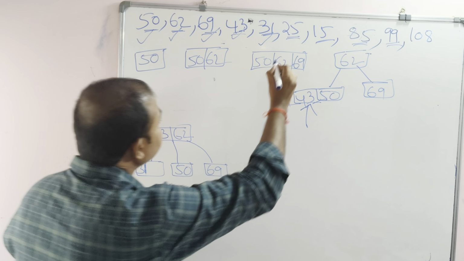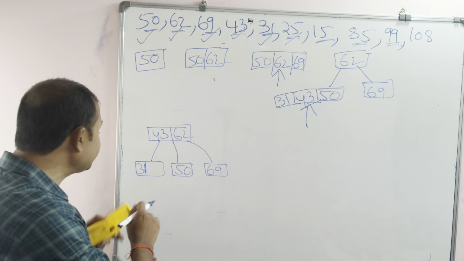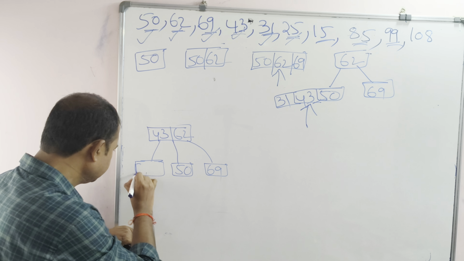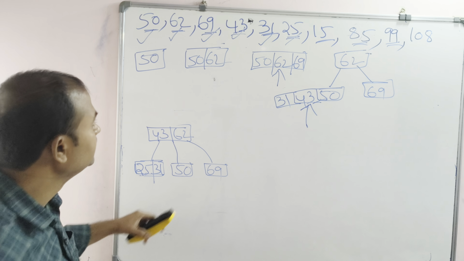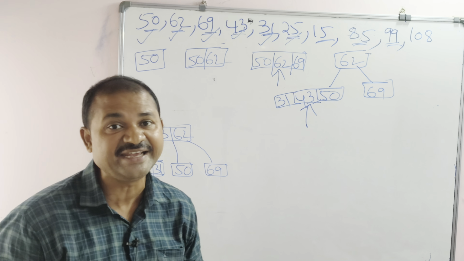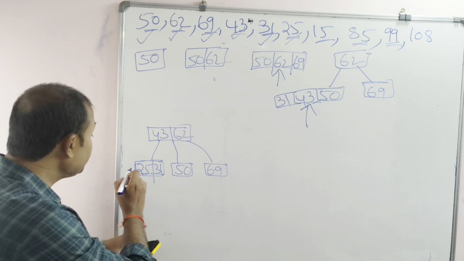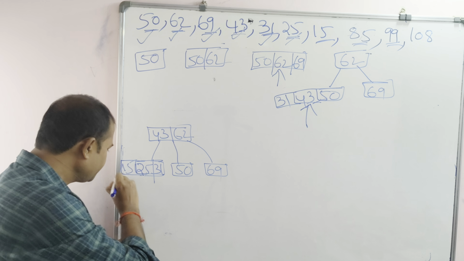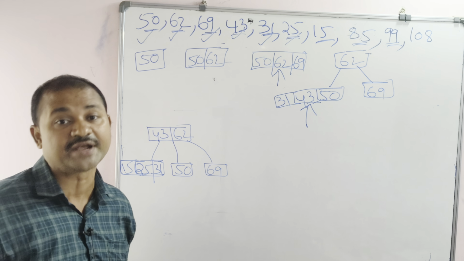So next element is 25. 25 is less than 43, so it goes here: 25, 31. First node 25, next 31. So next one is 15. 15 is less than 43, so we have to insert in this leaf node. So 15, 25, 31. We always arrange in sorted order.